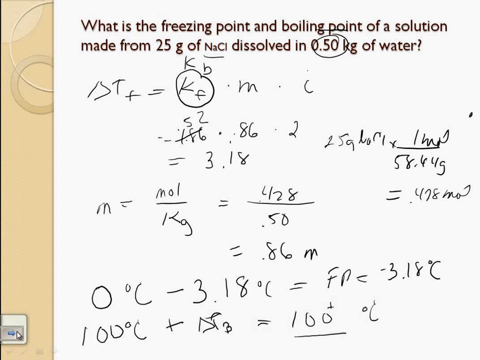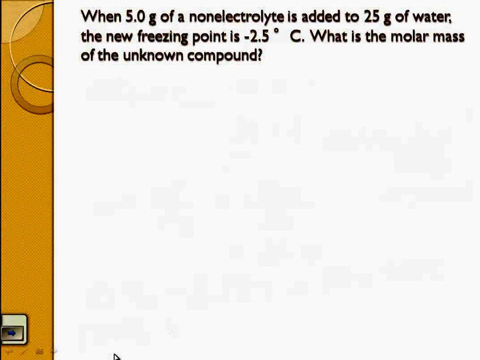Alright, let's take a look at another problem. Here we have 5 grams of a non-electrolyte added to 25 grams of water. The new freezing point is minus 2.5, and the question is, what is the molar mass? Okay, so the change in temperature at freezing is the equation we want to use. Change in temperature at freezing is equal to K sub F times molality times I.